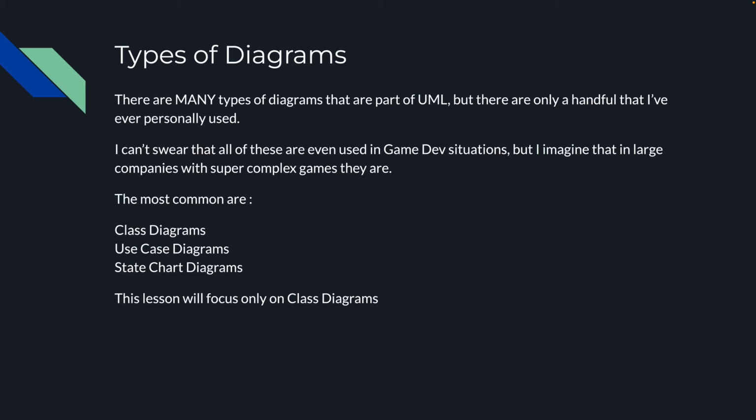There are many types of diagrams in the UML specification, but there are only a few that I've actually personally used. And I can't swear that all of these are even used in game dev situations, but I imagine that in large companies with super complex games, they probably are. The most common are class diagrams, use case diagrams, and state chart diagrams. This lesson, we're going to focus only on class diagrams.